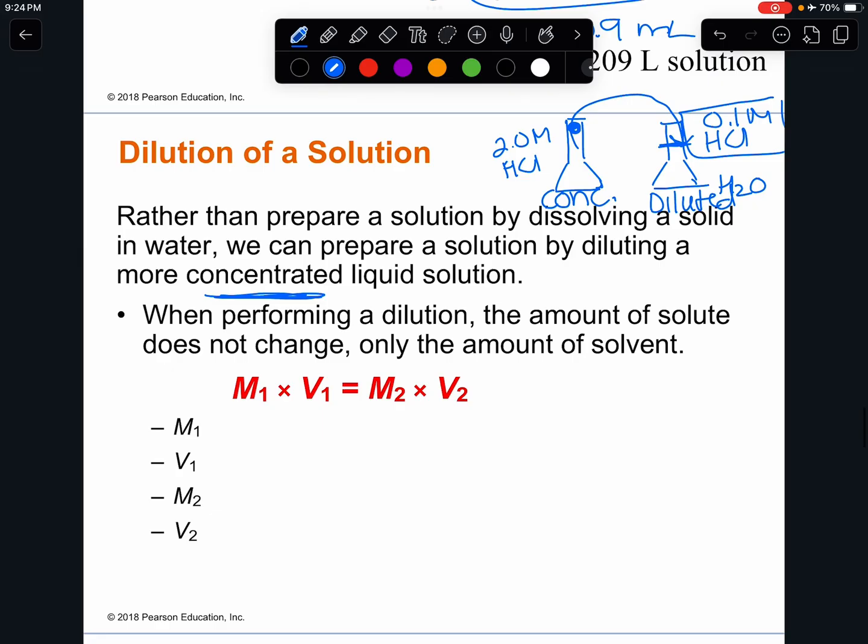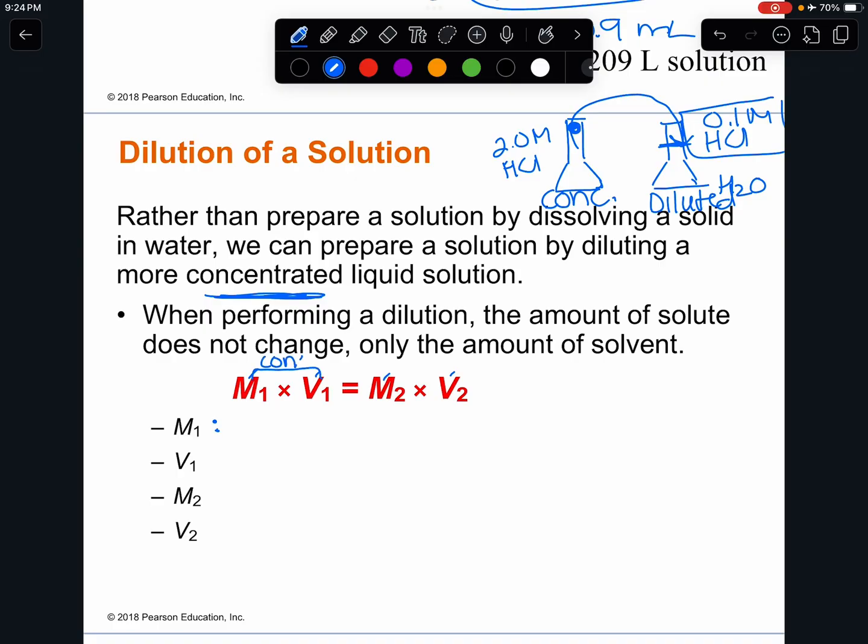Now, we have an equation to calculate this. The equation is M1V1 = M2V2. M is molarity and V is volume. So I'm going to go through some examples of these variables, and then we're going to do a couple of practice problems.